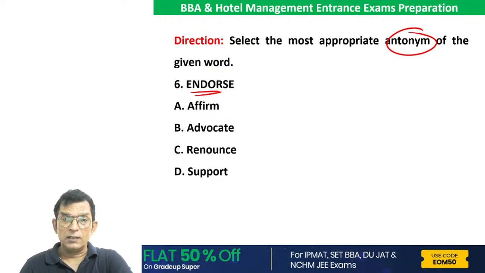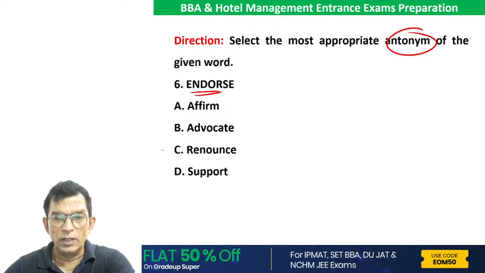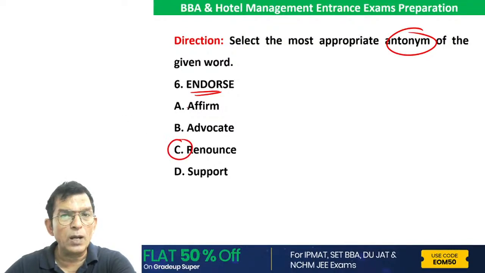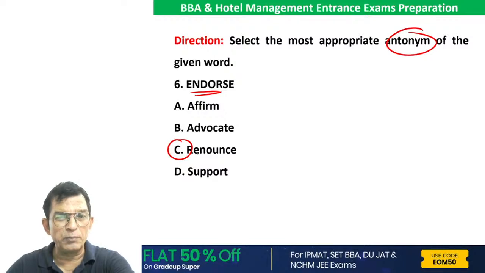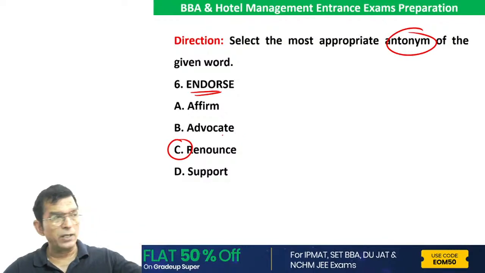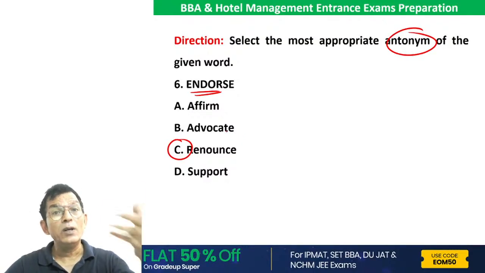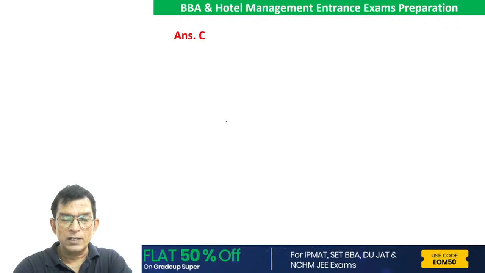Approve, remember, endorse means approve, saying yes, I also agree with this. Renounce, very good. The opposite is to renounce. That is the only word possible, right? Renounce is to give up. Endorse is to support something. Renounce is to say no, I'm not into it, or give up completely. The answer should be C.